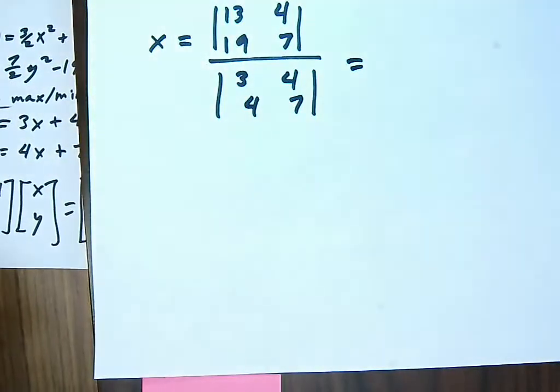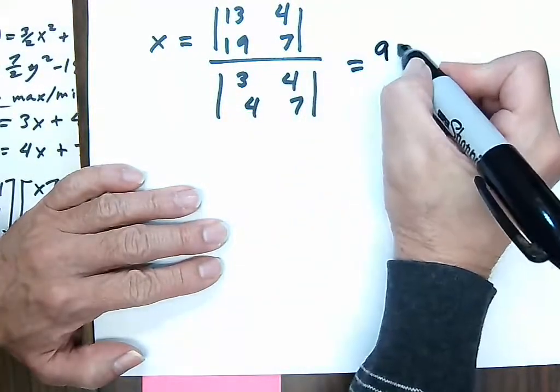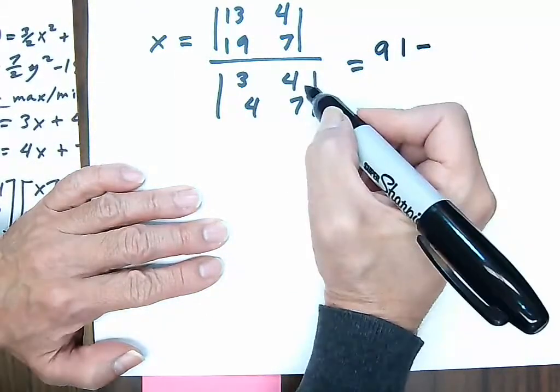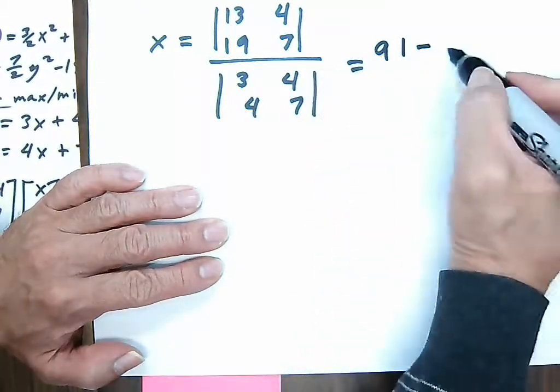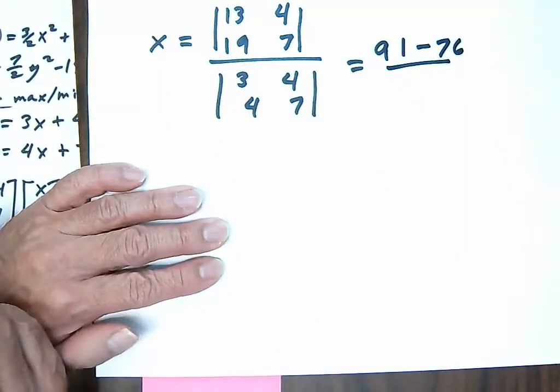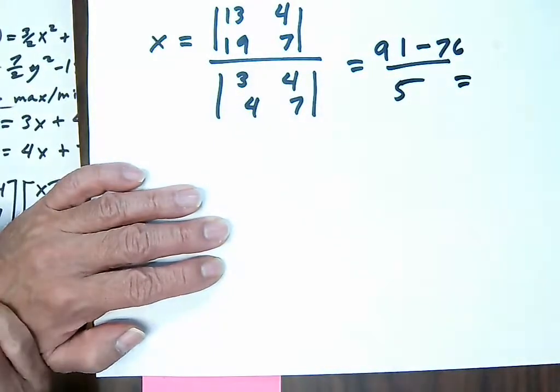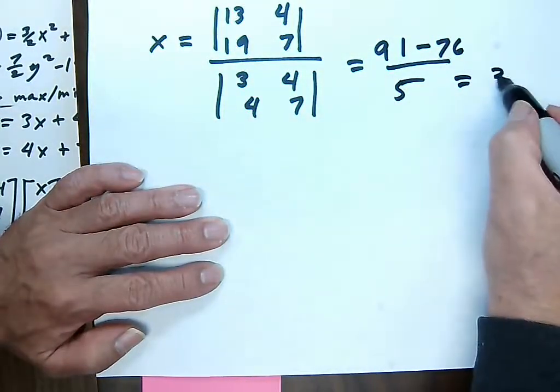So when we evaluate this, we get, let's see, 13 times 7, which is 91, minus 4 times 19, which comes out to be 76, all divided by the determinant of A, which comes out to be 5. And this comes out to be the number 3.